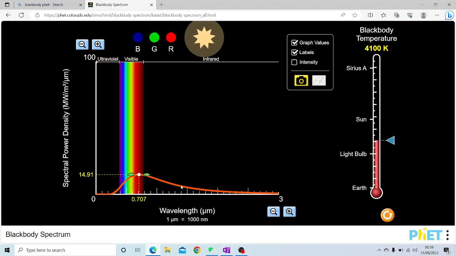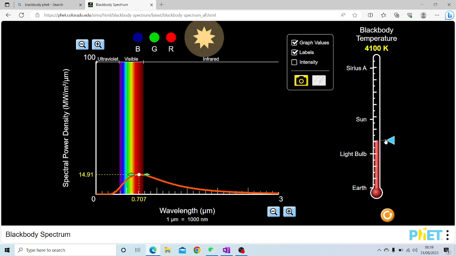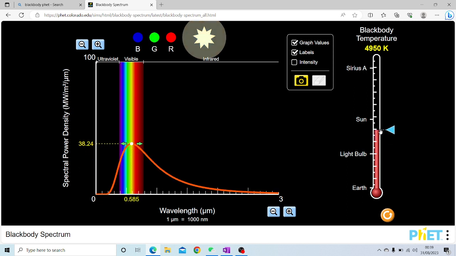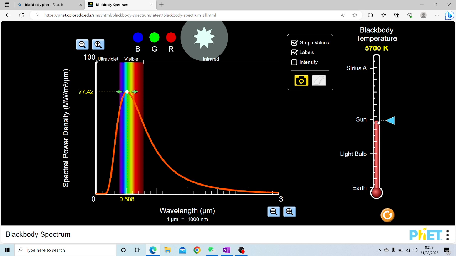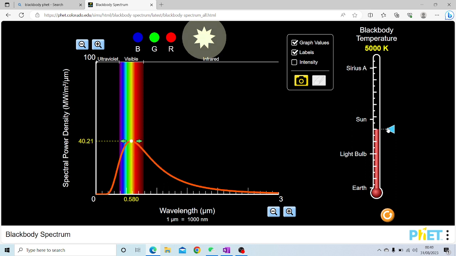If we look at this animation, and I increase the temperature of a body, the wavelength is shifting towards a shorter wavelength like this. At a particular wavelength, this is the peak wavelength. Now if I increase the temperature, this peak will shift towards the left side, toward the ultraviolet region, like this.